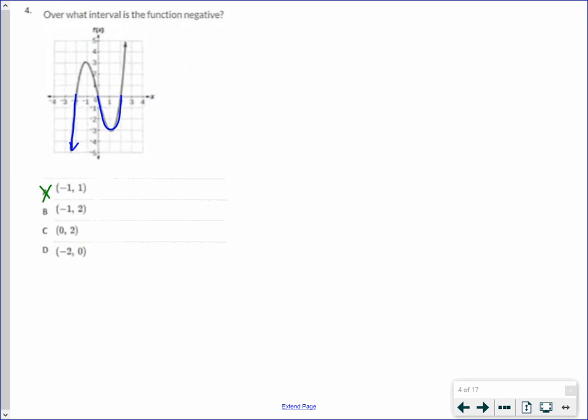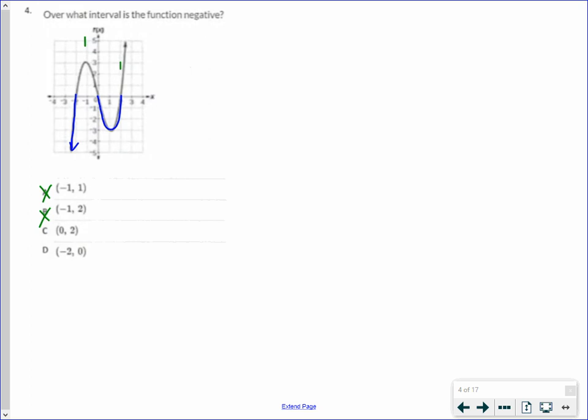For B, we want from -1 to +2. So from this line over here to +2, which is over here. And it looks like we have this line over here, which is still above the x-axis. That's part of the function in between the intervals that we have on that answer choice. That's not what we want. We want everything to be negative or below the x-axis. So we can go ahead and mark off B as well.